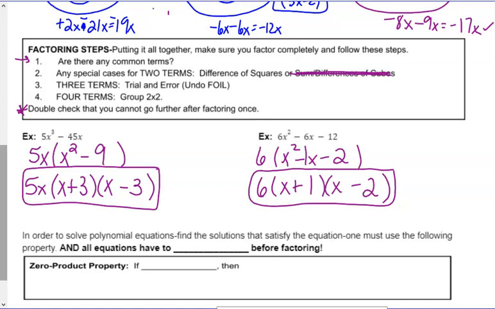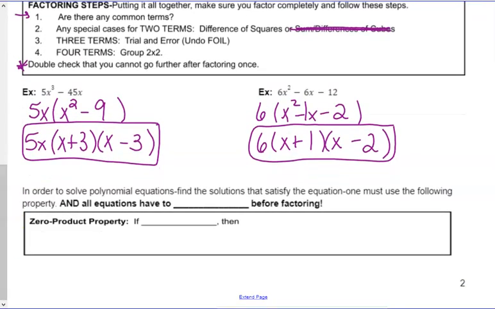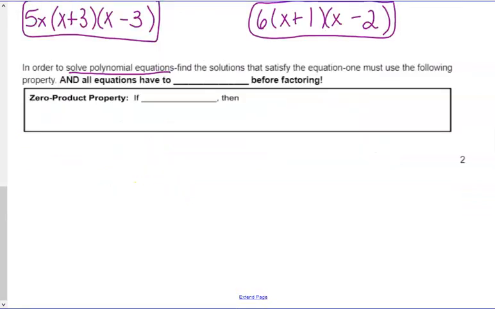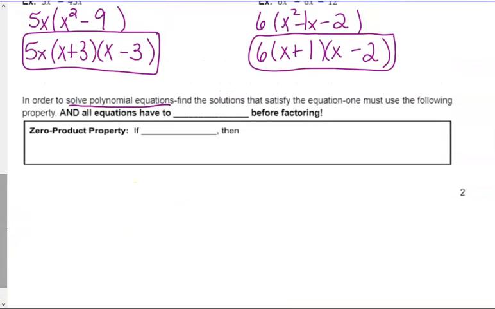Now we're going to actually add one little piece to that and be able to solve polynomial equations, which takes us one step further after we factor, because then we have to find the solutions or the numbers at which it makes that equation equal to 0. Now, all equations have to equal 0 before factoring. So if there's terms on one side, you got to move them all to the other side to be able to factor that and then solve.